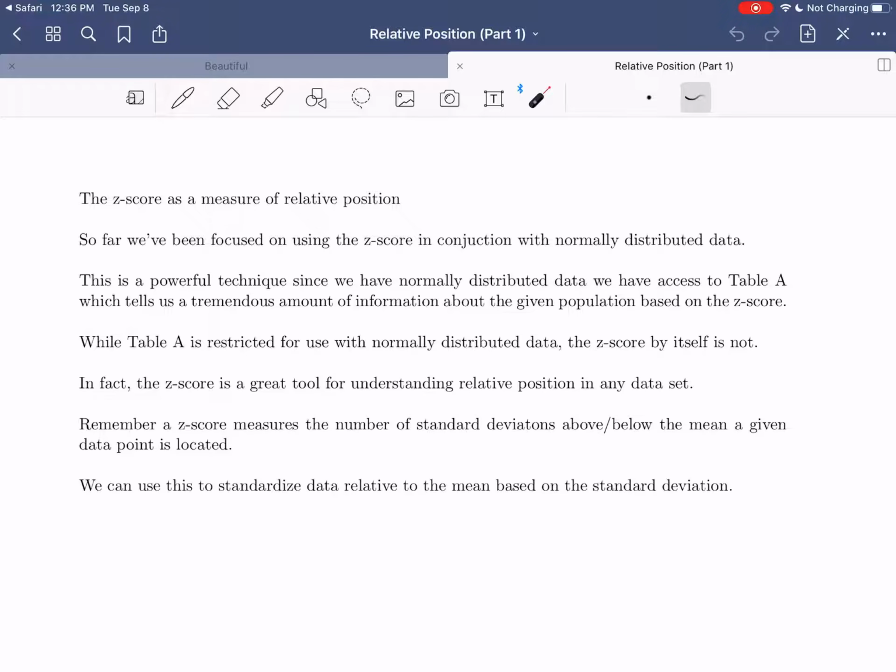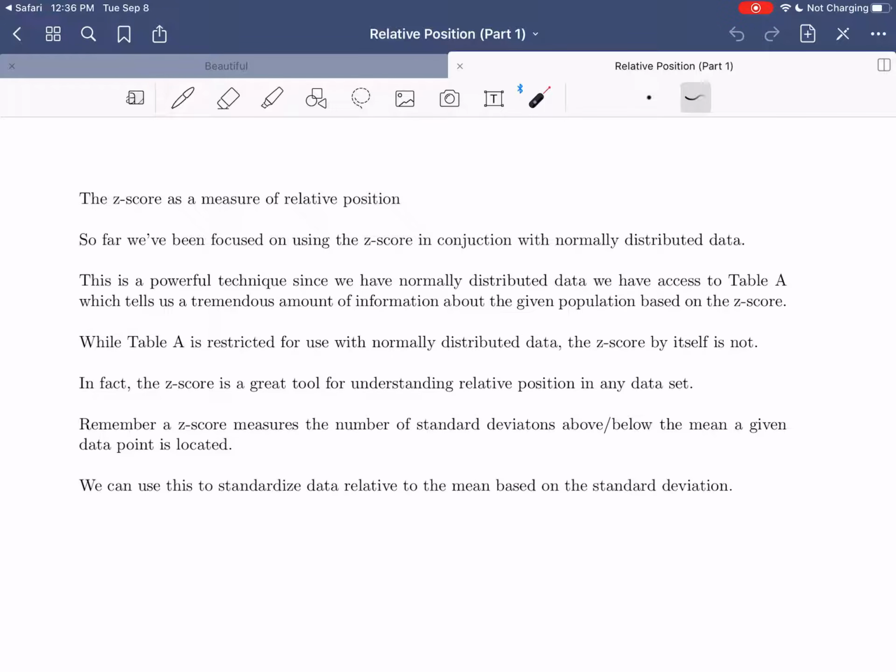We were also able to take an individual's percentile rank and actually calculate the value of whatever variable we were studying for that individual. Now, while table A is restricted for use with normally distributed data, so to use that table we need to know that the data is normally distributed, the z-score itself is not. Remember, the z-score is just that calculation of taking a data point minus the mean divided by the standard deviation. You can do that for any data set that you have. In fact, the z-score is a great tool for understanding relative position in any data set.